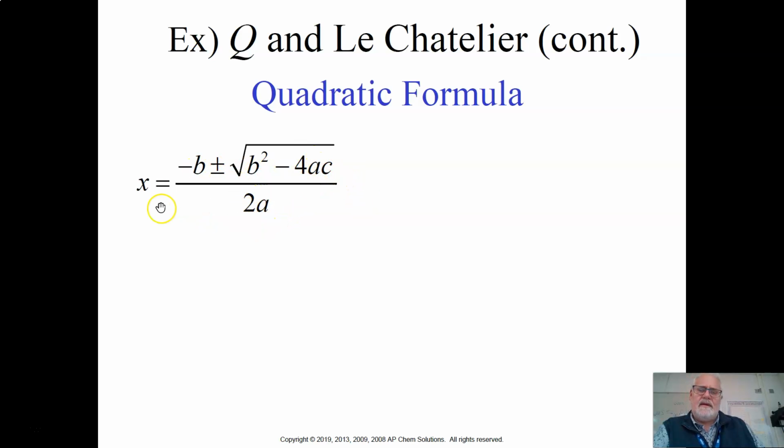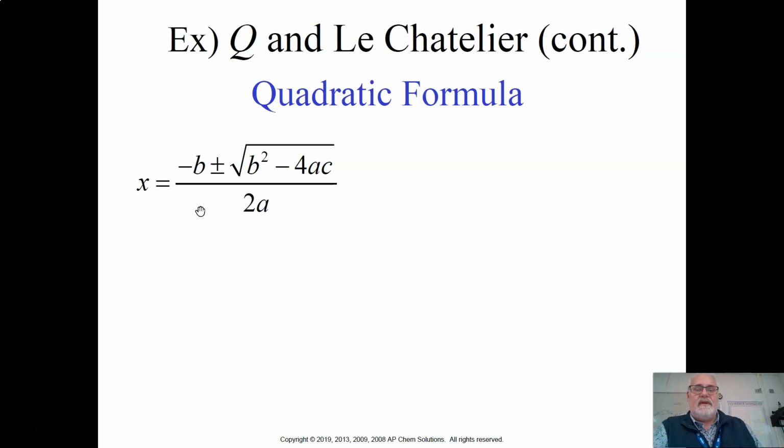See if I can remember the song. X equals negative B plus or minus the square root. Nope, I didn't do it right. B squared minus 4AC all over 2A. Something like that. Seems like I add an extra syllable in there. B squared minus 4AC. I don't know. Maybe somebody can share that song with me and do it right. Bottom line, that's the quadratic formula.